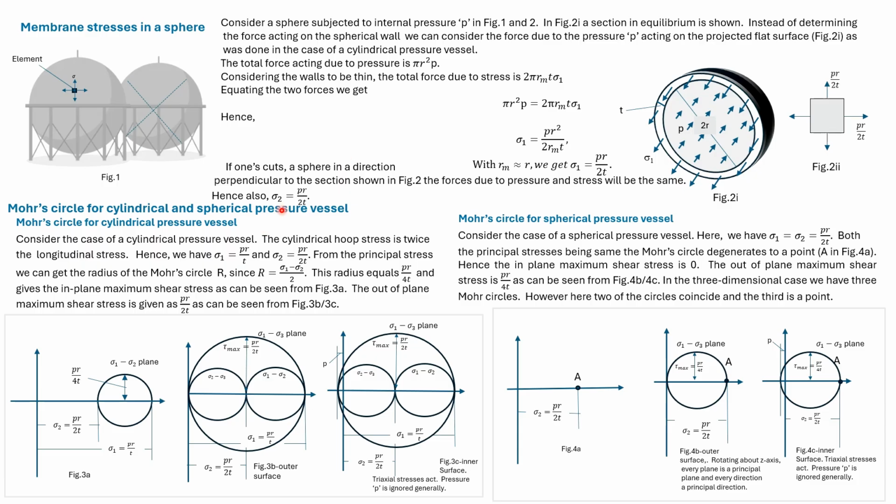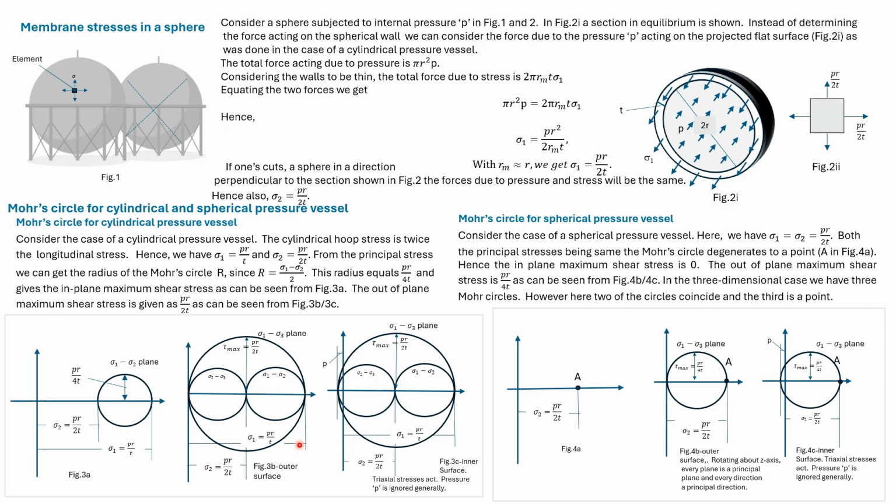Let us now discuss Mohr's circle for cylindrical and spherical pressure vessel. We'll first discuss Mohr's circle for cylindrical pressure vessel. Earlier we found out the two principal stresses. They were given as PR by T and PR by 2T. With the diameter known, we can form the Mohr's circle. This Mohr's circle is in sigma 1, sigma 2 plane. You can see that the maximum in-plane shear stress is PR by 4T.